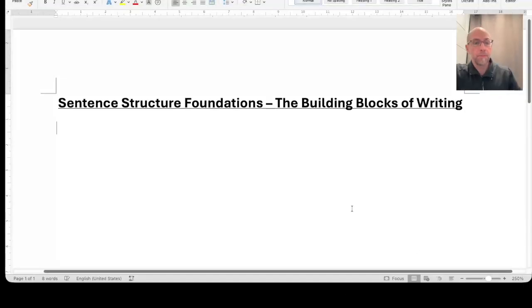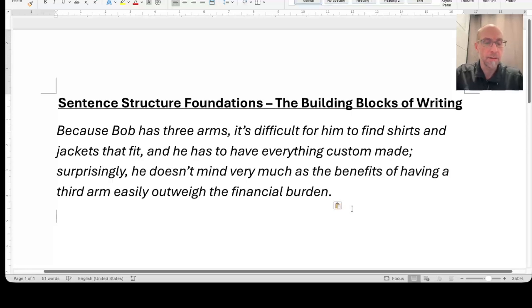So I'm going to start off with this little sentence here. Because Bob has 3 arms, it's difficult for him to find shirts and jackets that fit, and he has to have everything custom made; semicolon. Surprisingly, he doesn't seem to mind very much, as the benefits of having a 3rd arm easily outweigh the financial burden. Whew, nice sentence. Strange, but very grammatically correct.